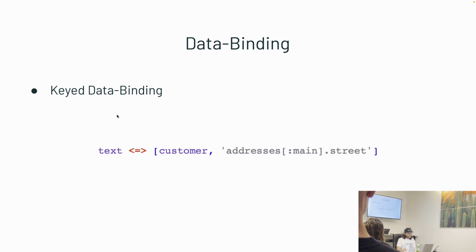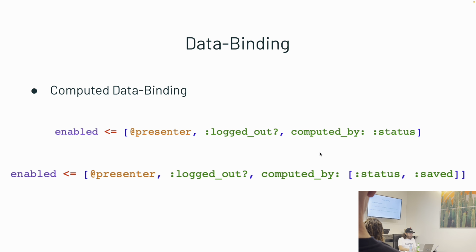There's keyed data binding, meaning it's a hash. So if I have a hash addresses, I want the main address. So I pass it a Ruby symbol. So keyed data binding can accept either symbols or strings for the key of the hash. And then I could do nested and keyed at the same time. That's what we're doing here.